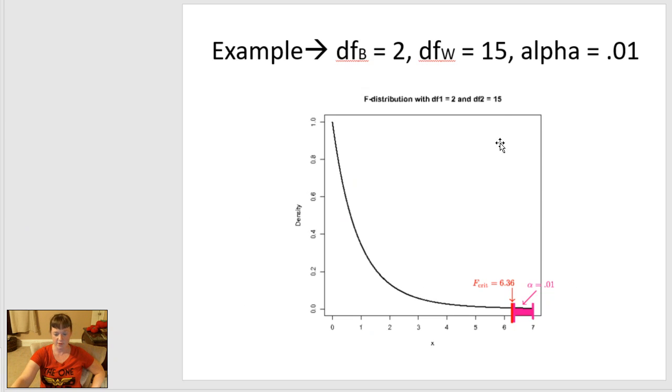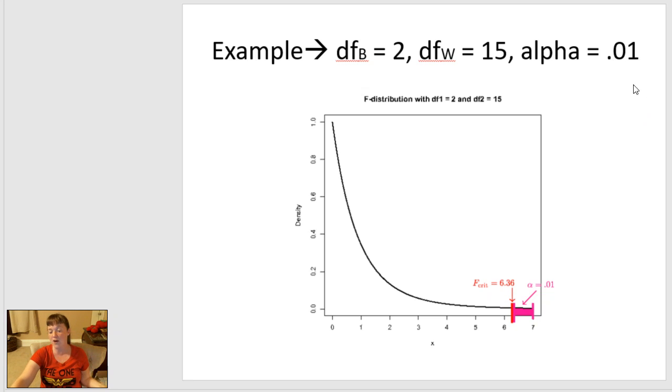So here's an example, right? Here I have degrees of freedom between is 2, and degrees of freedom within is 15. That means I must have had 3 groups and 18 people, right? Because G minus 1 is 2, so 3 minus 1 is 2. And N minus G would be 15, so N would be 18 minus 3 groups is 15. Let's say I choose an alpha of 0.01. Then my critical value would be 6.36. That would be the critical value on this F distribution. And if I calculate something bigger than 6.36, reject the null hypothesis.